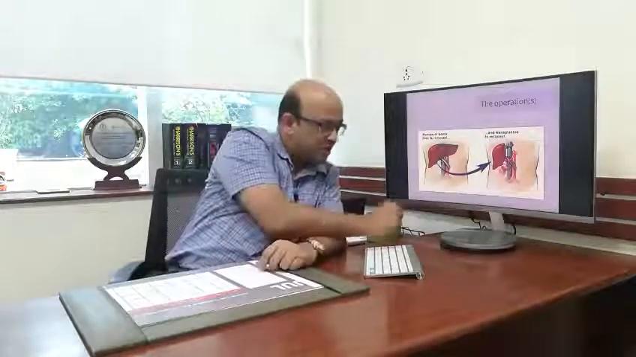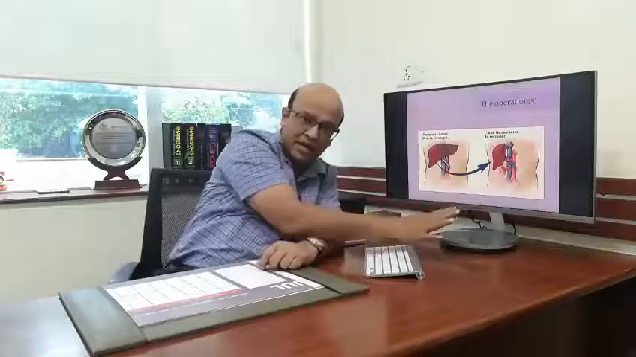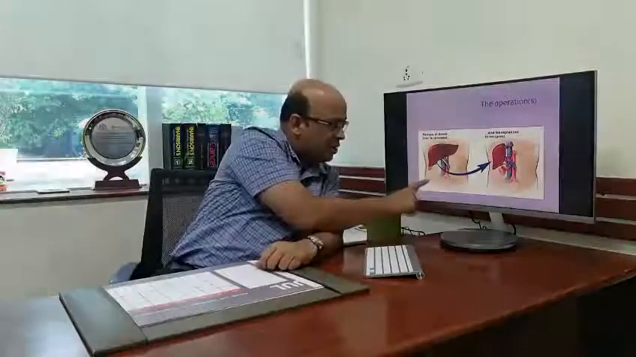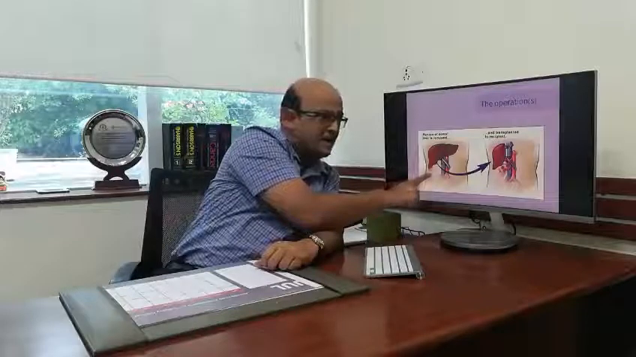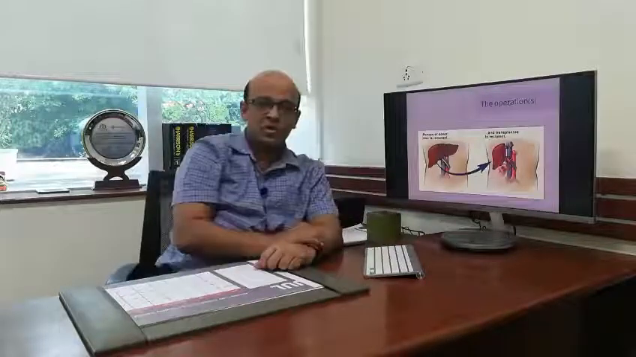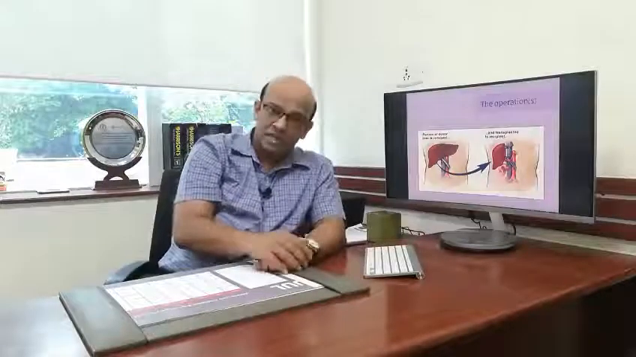So if you look at this picture here, you see that the diseased liver has been already taken out, and here is the donor, and that's the right side of the liver. This right side is taken and then placed onto the patient. So this is a right lobe living donor liver transplant.